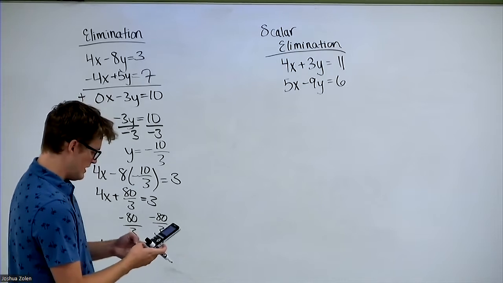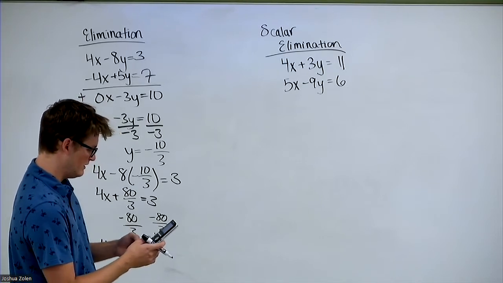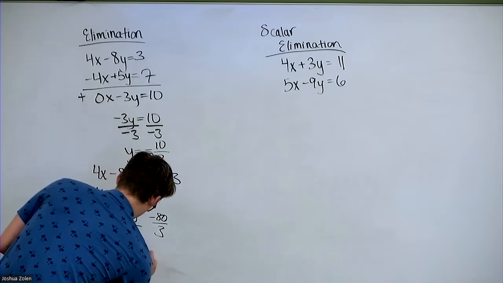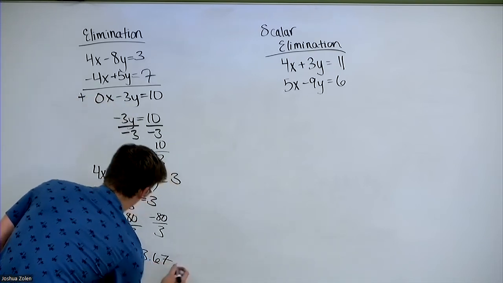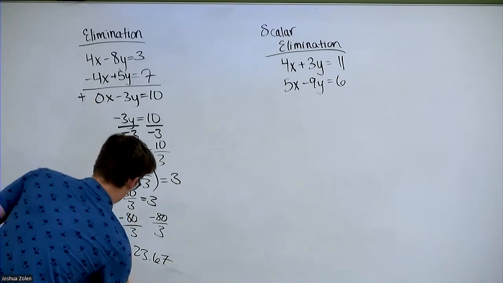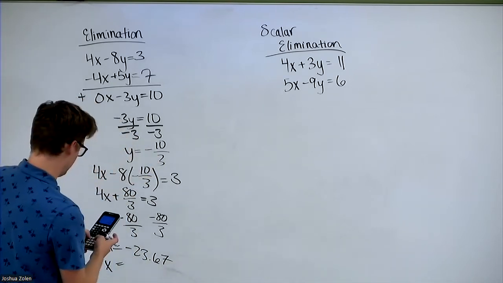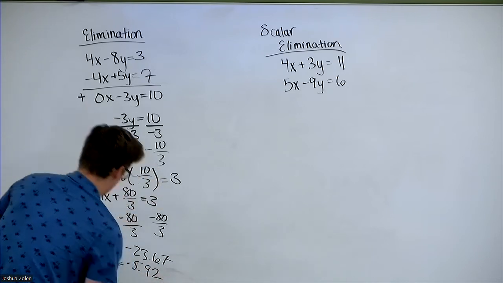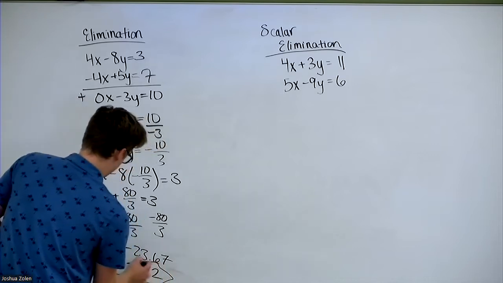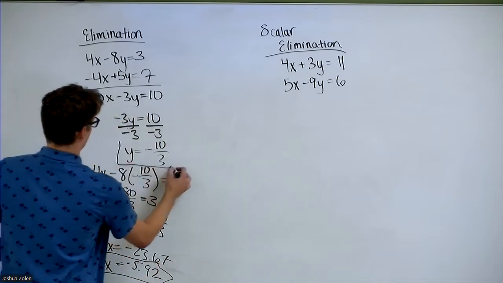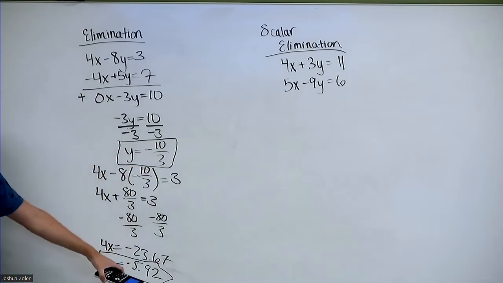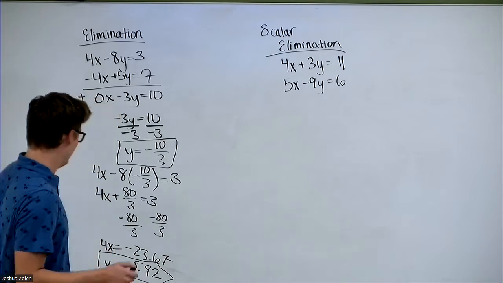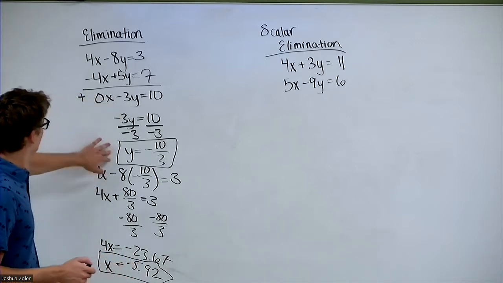from both sides. So 3 minus 80 divided by 3 gives us -23.67. Then if we divide by 4, we get x is equal to -5.92. Okay, so we have our x and we have our y. And I realize I switched between fractions and decimals, but that's just going to be easier for us. That's what we're going to do. Okay, so we have x and our y here.